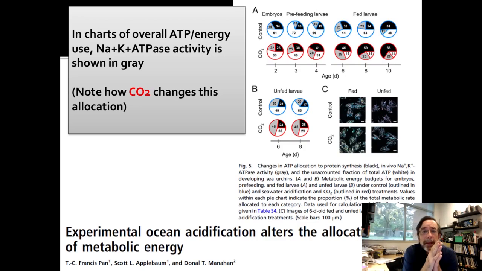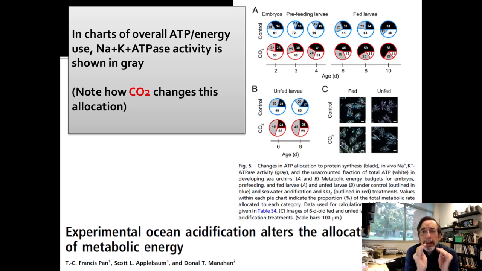And so the numbers right here, the main numbers right here, I don't want to get into the biological details, except I want to show you ATPase activity is shown in gray. And if you look as they grow, if you look at A from left to right, you can see that there are different times where the gray will move up and down depending on the life stage. But in all those cases, if you compare the control, normal conditions, to the CO2 conditions, in all of those cases, the gray is bigger under CO2 conditions. That means they are depending more on sodium potassium ATPase activity.